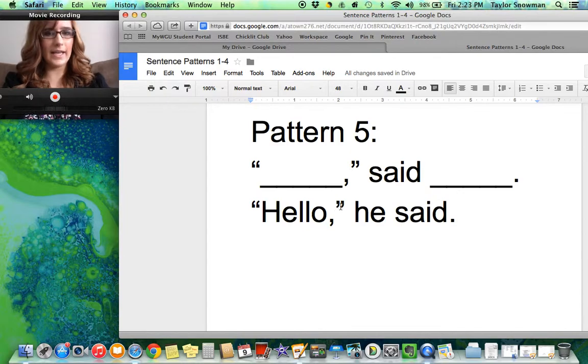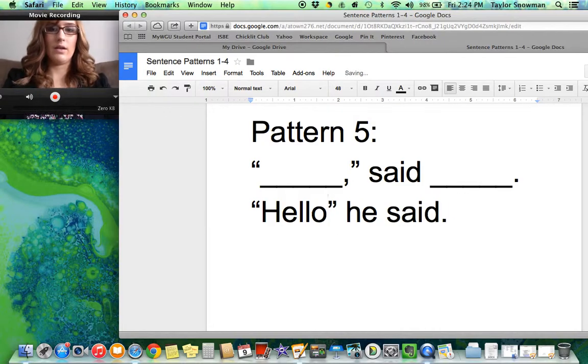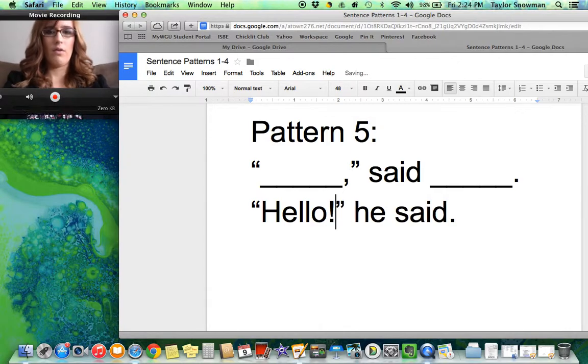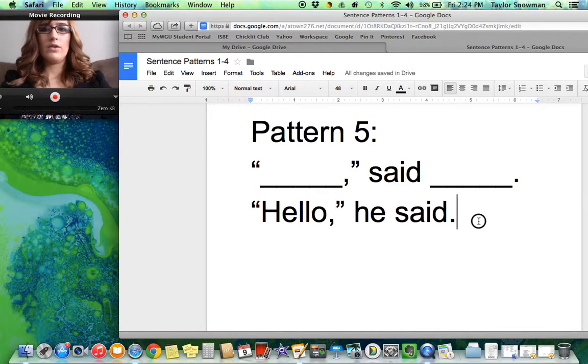Whatever the person is saying is going to be in the quotation marks. You always have a comma here, and it's inside of the quotation marks, okay? It's not outside, it's inside the quotation marks. Now, the only time that that wouldn't be a comma is if you're doing a question mark or an exclamation point. But you're never going to have a period here. You're going to have a comma there, okay?